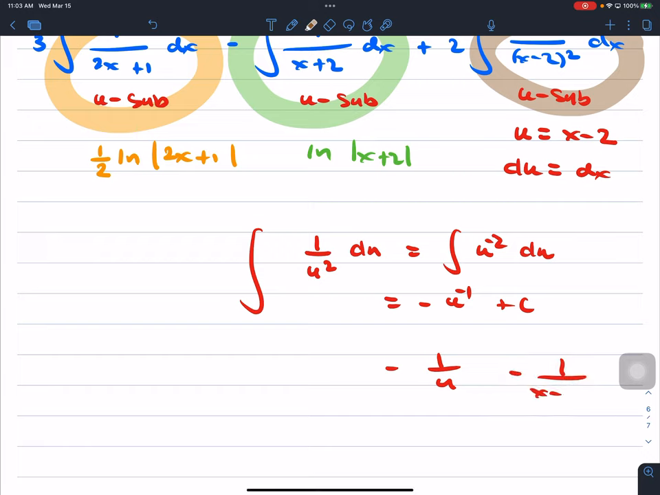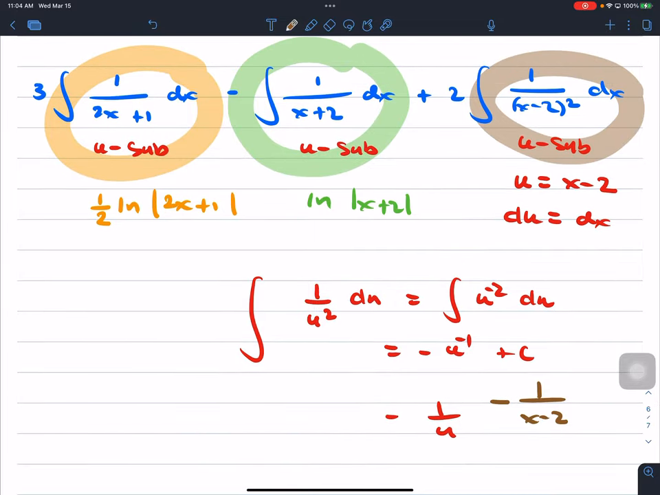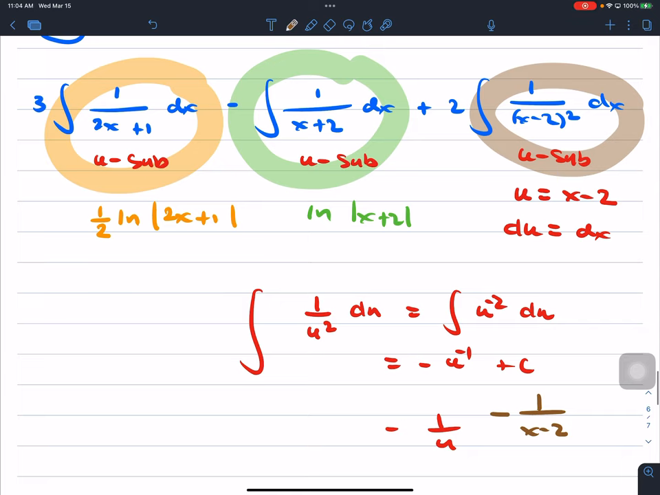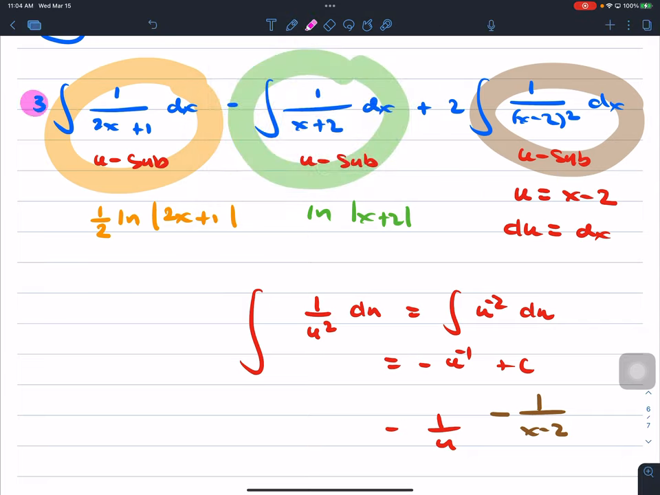Let me write it next to it. Where to write it? All the way down here. Negative 1 over x minus 2. We're going to have plus C, okay? And there's a constant 2 in front, so don't forget that. So let's deal with all the constants that we have. Constant 3. Oh, this is just negative 1. There's a 2.